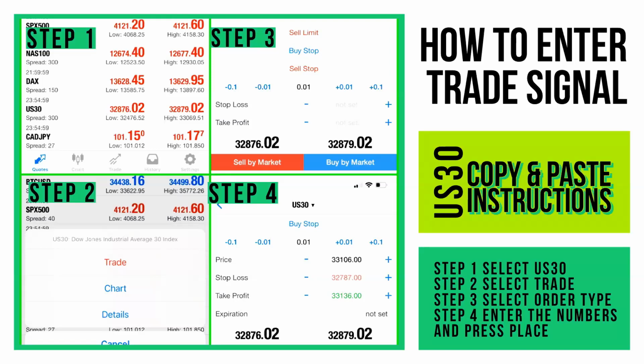So I'll recap. Step number 1, select US30. Step number 2, select the trade button. Step number 3, select the order type. Step number 4, enter the numbers and place the trade. Copy and paste. How many people think they can do that?